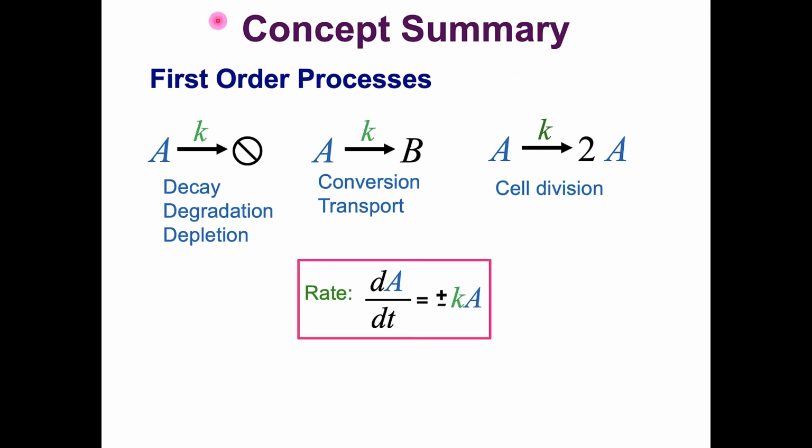So, to summarize, we've been talking about first-order processes, such as decay, degradation, or depletion of A, the conversion of A to B, or the transport of A into a different compartment, or a cell division process where A divides to become 2 cells. And in these first-order processes, the rate of change of A is proportional to the amount of A present.